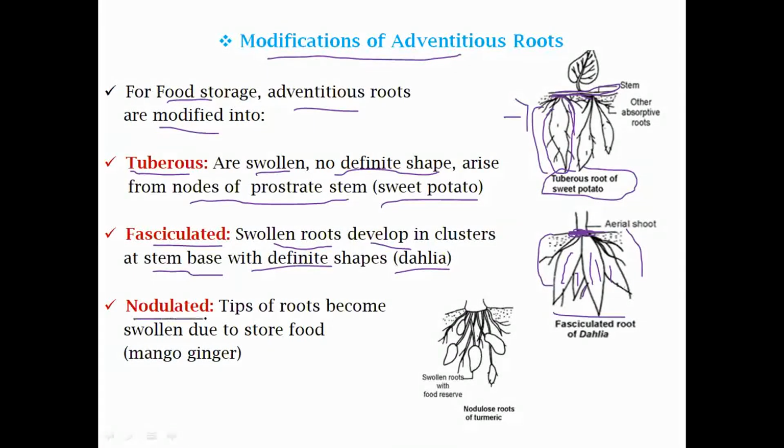Next one is nodulated roots. The tips of these roots become swollen due to the storage of food. It is found in mango ginger. You can see here, these are the roots, and the tips of these roots develop into a mango-like structure and store food. That is why it is known as mango ginger, because its shape is just like a mango. And these are known as nodulated roots.